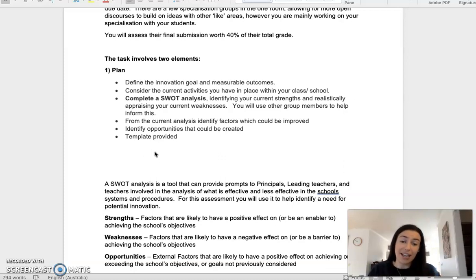Ideally, you'll be able to connect this back to your pre-service teaching and your placements, but if you can't, you have all had experience in classrooms and schools before, whether at the front of the classroom or as a part of it. So you can think about those activities that are currently there too. The next part is completing a SWOT analysis, and that's really important. We're going to go through that in a second. We need to then identify factors which could be improved, and identify opportunities that can be created as well.